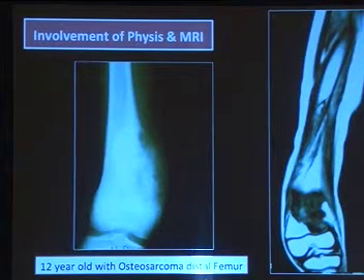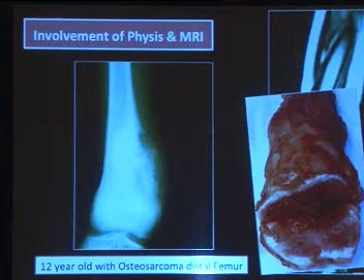MRI is very important for pediatric patients for evaluation of the epiphysis. Now, this is the X-ray, looks pretty simple, but the MRI shows that the tumor is actually going up till the physis. When you remove the specimen, you see that actually the physis was involved by the tumor.